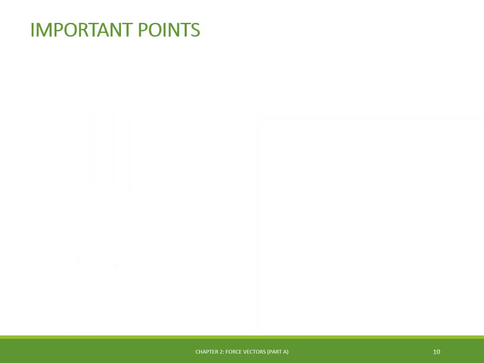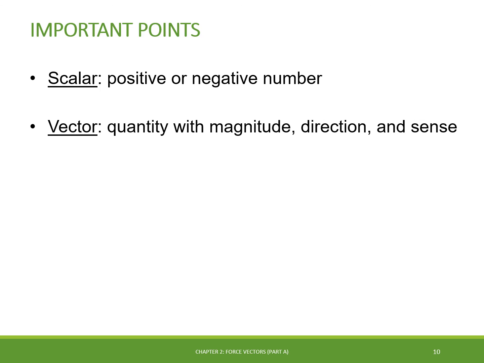Before we show some examples, it's important to freeze the following points. The first point is that a scalar is a positive or negative simple number, which is essentially different from a vector, which is a quantity that has a magnitude, direction, and sense.